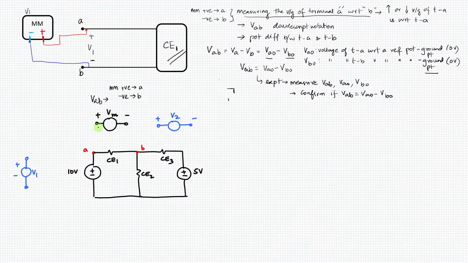So A has to be connected to the positive voltage. So positive is connected to A, and B has to be connected to the negative side. Okay, B has to be connected to the negative side. So this circuit is over.